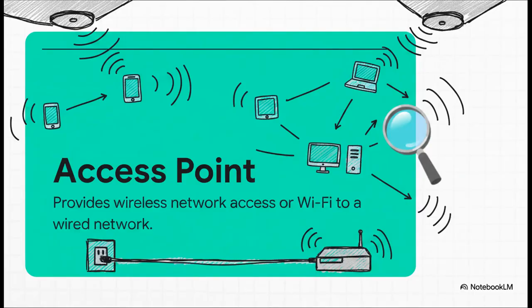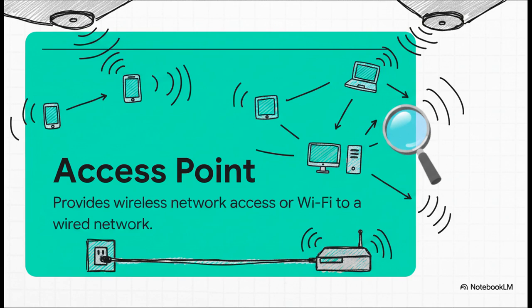Speaking of those devices, obviously nobody wants to run physical Ethernet cables to every single smartphone and tablet in their house. That would be a nightmare. So we use an access point. An access point provides wireless network access, or Wi-Fi, to a wired network. It essentially acts as a wireless door, letting your devices connect seamlessly.